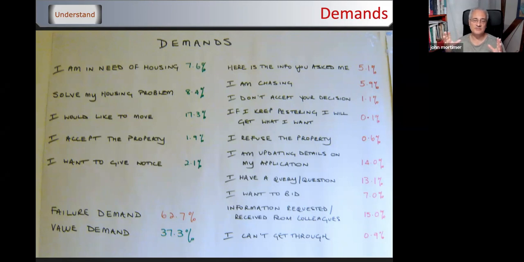The failure demands are the demands that we have caused. We have caused them by designing the system in a particular way that causes people to chase, causes people to ask questions, causes people to do things that they don't actually necessarily need to do in a perfect world. So at this point, the team have gone through purpose, gone through demand, gone through value and failure. And what was really interesting is that the failure demand was 63% of the total demands that were coming in. Now, from a management and design perspective, that is key.